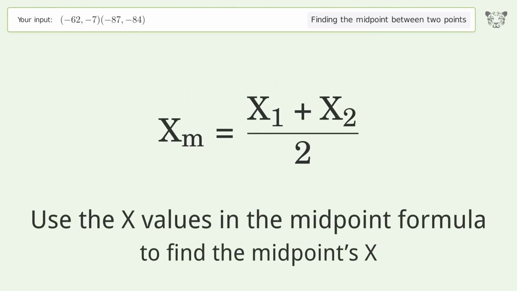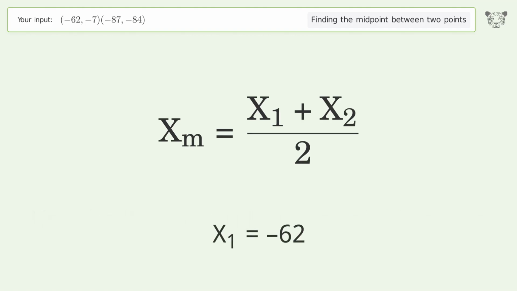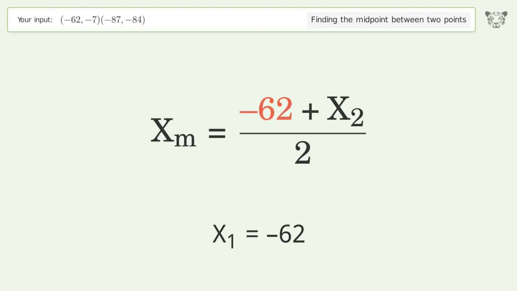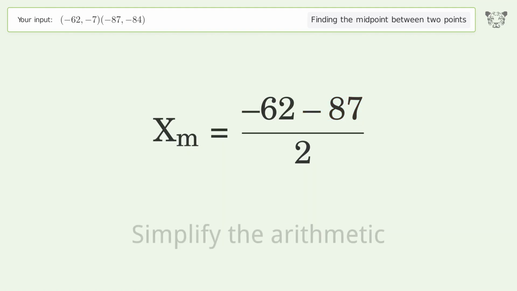Use the x values in the midpoint formula to find the midpoint's x. x1 equals -62. x2 equals -87. Simplify the arithmetic.